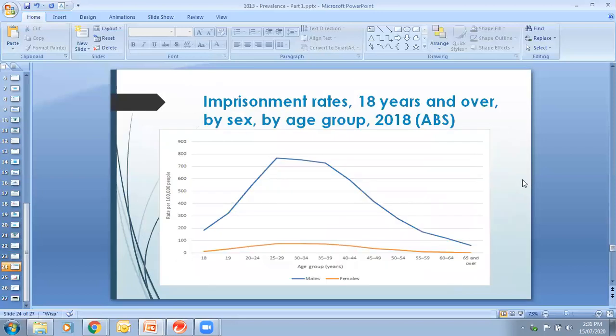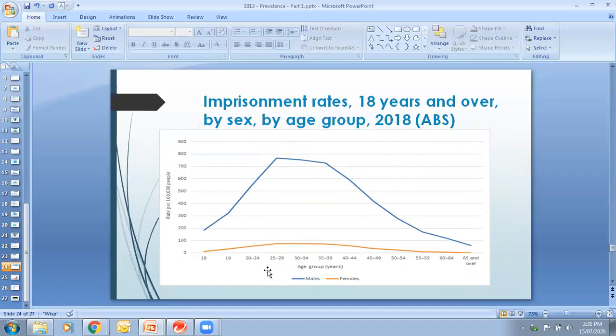Okay, so imprisonment rates, 18 years and over, by sex, by age group. This is what's called a bell curve. So it goes up, it peaks, and it comes down the other side. That's for the males. Females, very much less pronounced. As you can see, the bulk of prisoners for both males and females are in this group here.